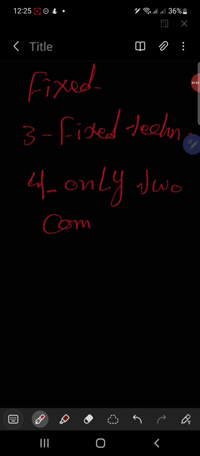Number 4, only two goods or two commodities. That's for simplification. Only two commodities are available to be produced. We either produce one or the other, one of them, or we make a trade-off between both of them. So to draw a production possibility frontier, we assume that we have a fixed number or limited resources.